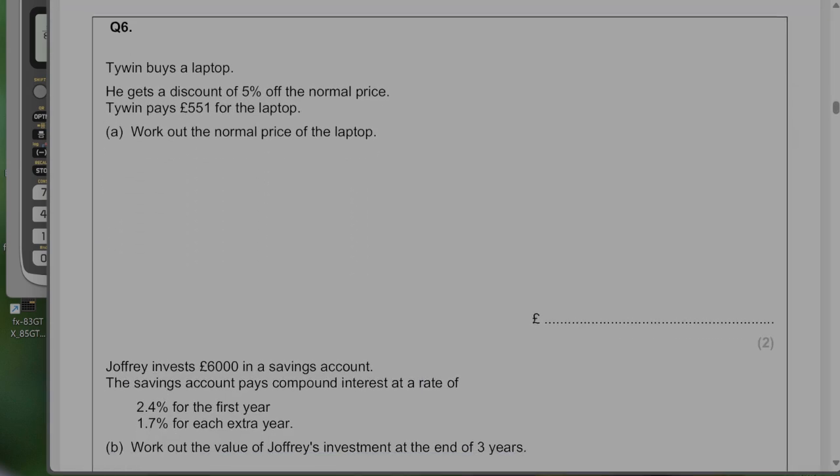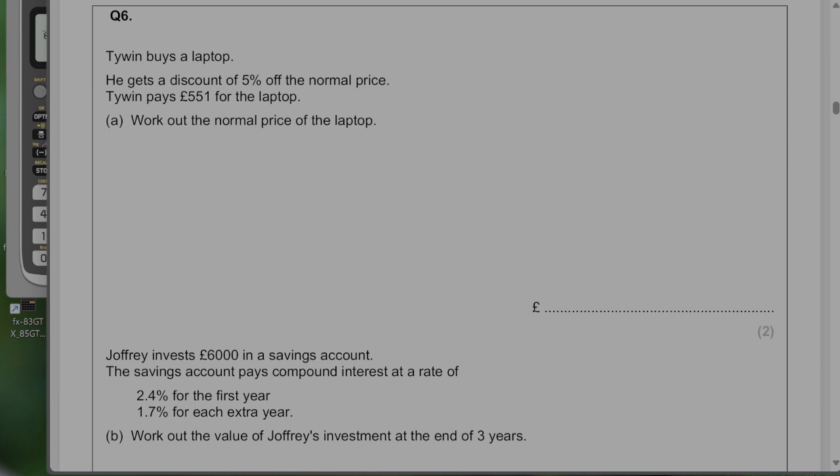Right, question 6. Tywin buys a laptop. He gets 5% off the normal price. Tywin pays £551 for the laptop. Work out the normal price of the laptop.